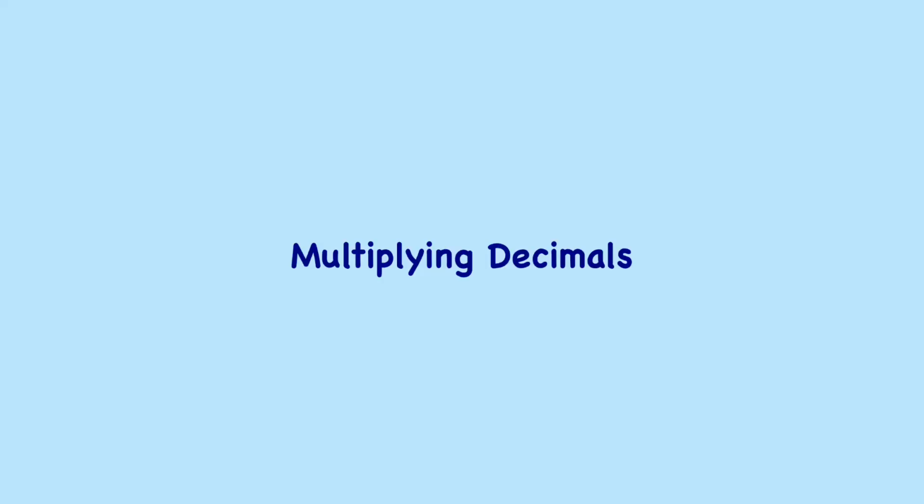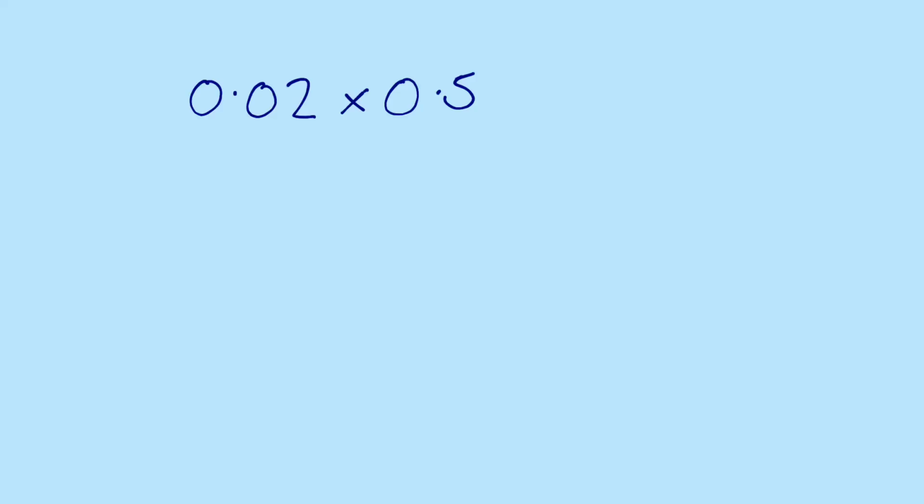Multiplying decimals. In this clip, I'm going to show you the quickest and easiest way to multiply decimals. So let's have a look at this example. I'm going to multiply 0.02 by 0.5. So what I will do first is I will multiply the non-zero digits together. So that will be my 2 and my 5.